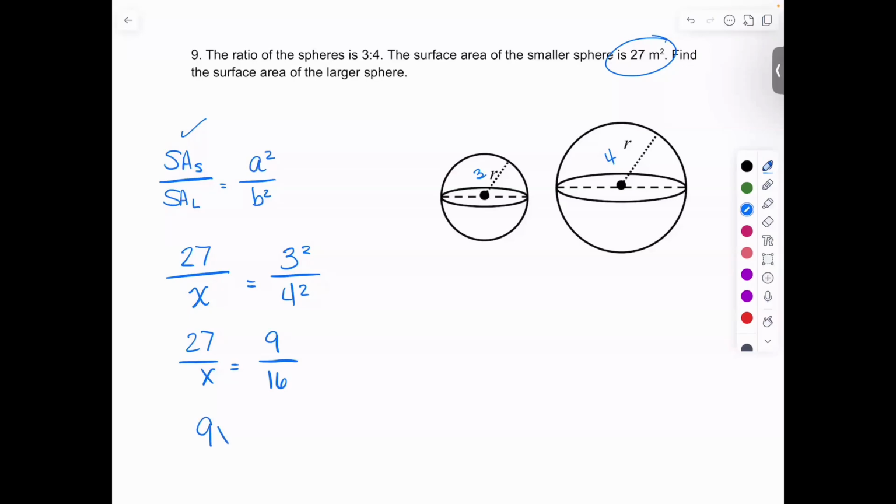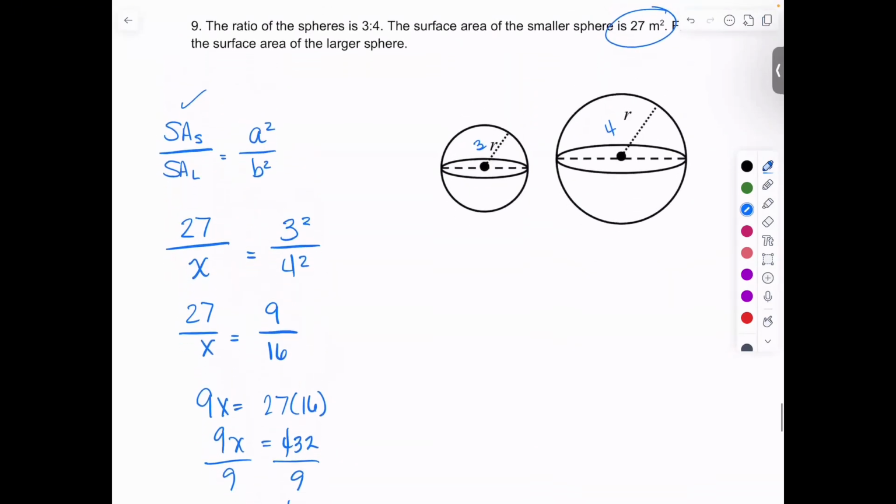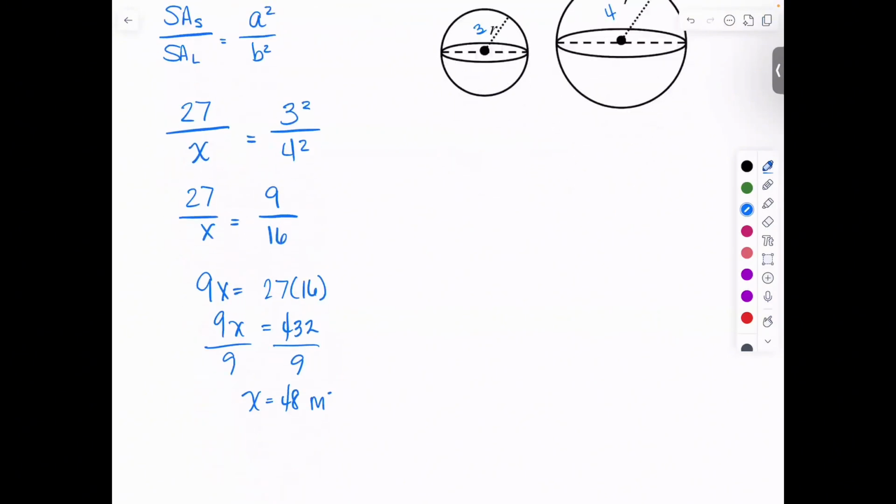And then we can cross multiply. There's that cross multiplication again. And then 27 times 16. Let's see what that gives us here. 27 times 16 in the calculator gives us 432. Let's make a little bit of room here. Divide by 9, divide by 9. What do we get? I hope it's a nice clean number. Yes, it's 48. And do we have units? Yes, we do. Meters squared.